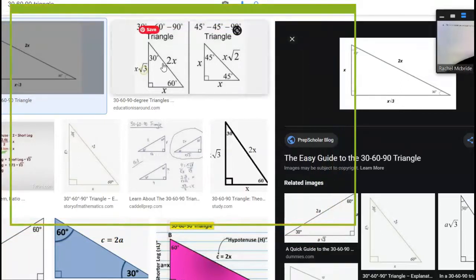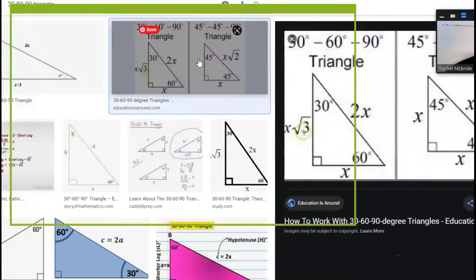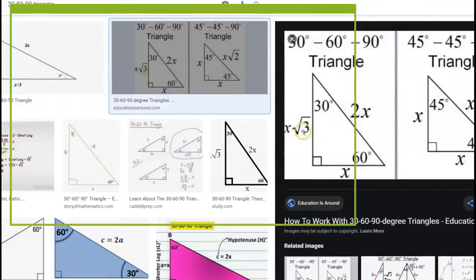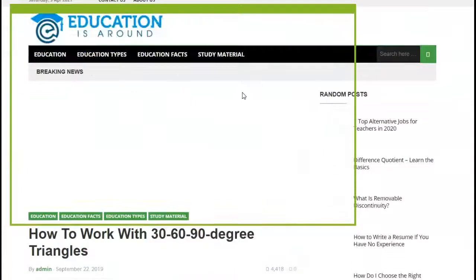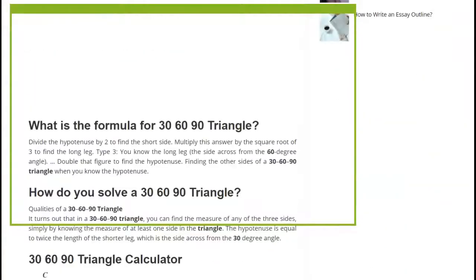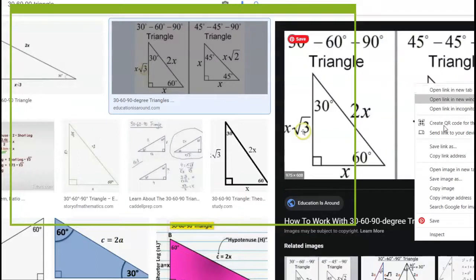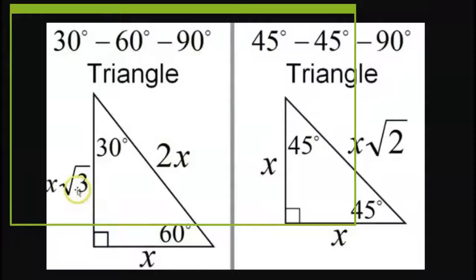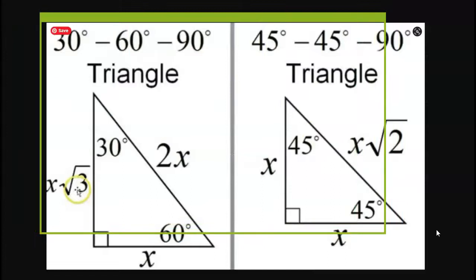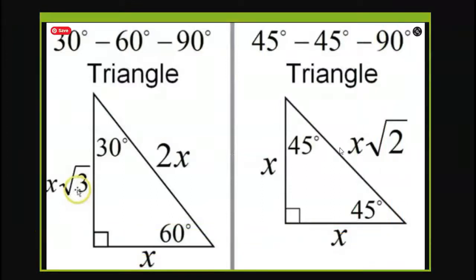Back in the day, we used to have these two triangles here. I just wanted that picture big. So we had our two triangles: our 45, 45, 90, and our 30, 60, 90. So here's my 30, here's my 60. This is my x. So the height was x square roots of 3.